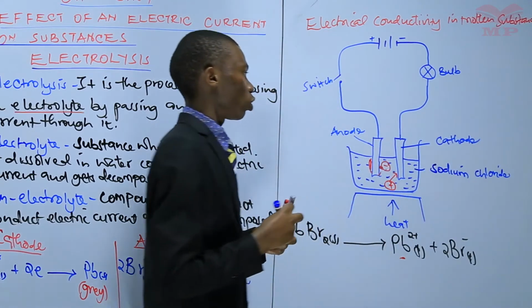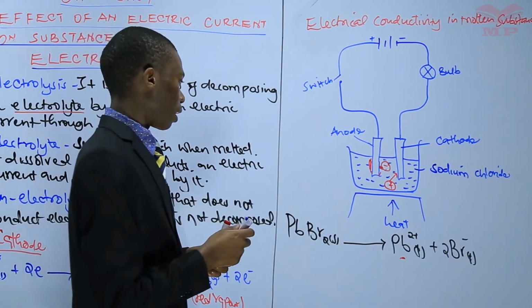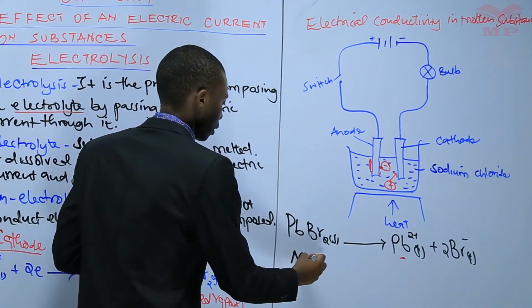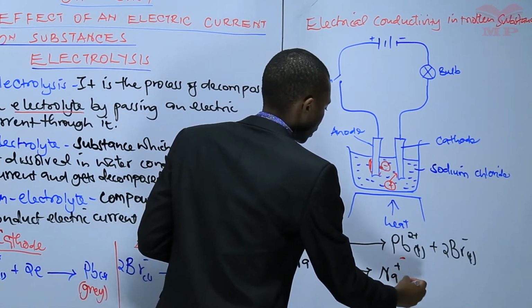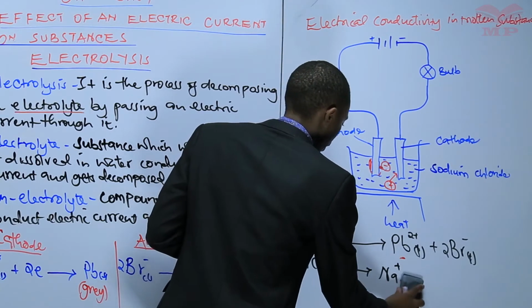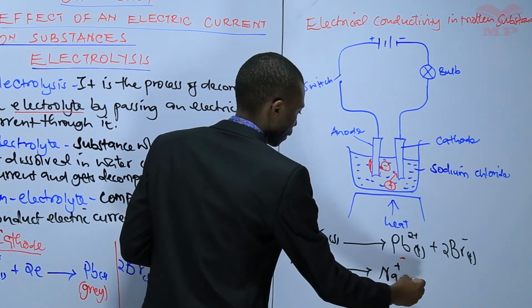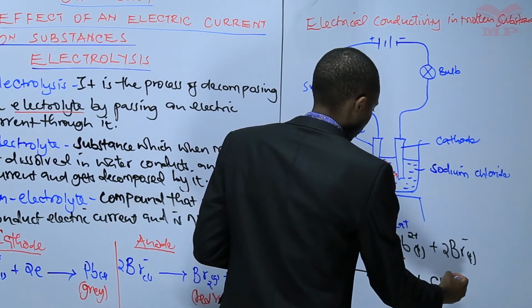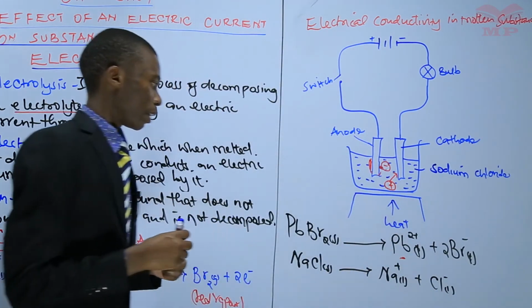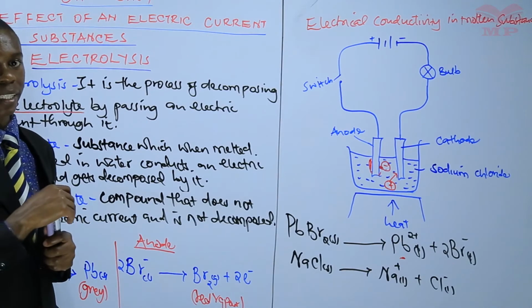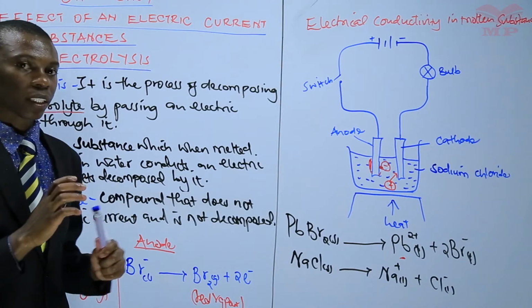Suppose we heat a substance like sodium chloride. When sodium chloride is heated, we'd expect to have the sodium ions and the chloride ions in liquid state. That is what we would expect. Sodium ions and the chloride ions.